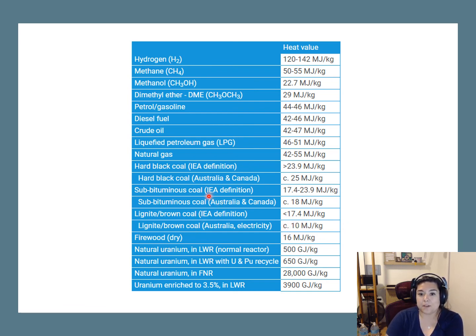And then there's some definitions, so IEA versus Australia and Canada definitions. What I want you to notice is that the units in this picture are in megajoules per kilogram. And if you go back to the previous slide, you'll find that they're in BTUs per pound, British thermal units per pound. Be prepared for a quiz question where you'll have to convert from one to the other. That's a big fat hint.